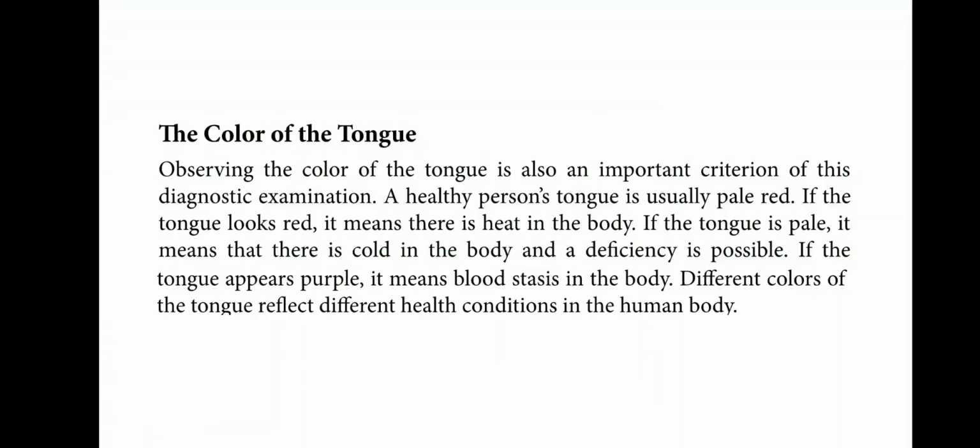If the tongue looks red, it means there is heat in the body. If the tongue is pale, it means that there is cold in the body and a deficiency is possible. If the tongue appears purple, it means blood stasis in the body. Different colors of the tongue reflect different health conditions in the human body.